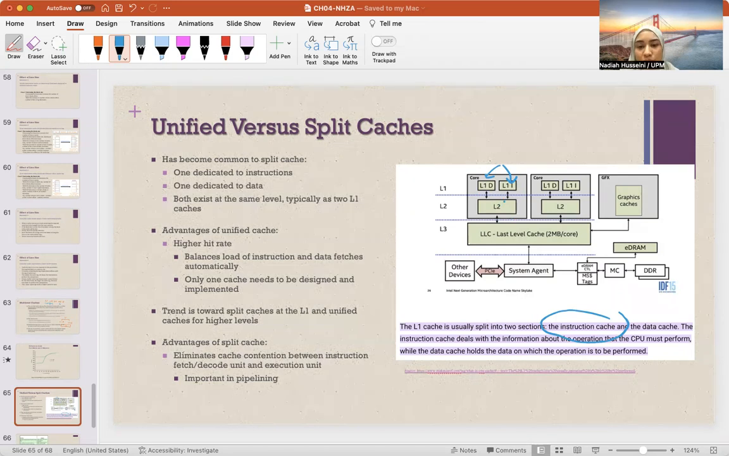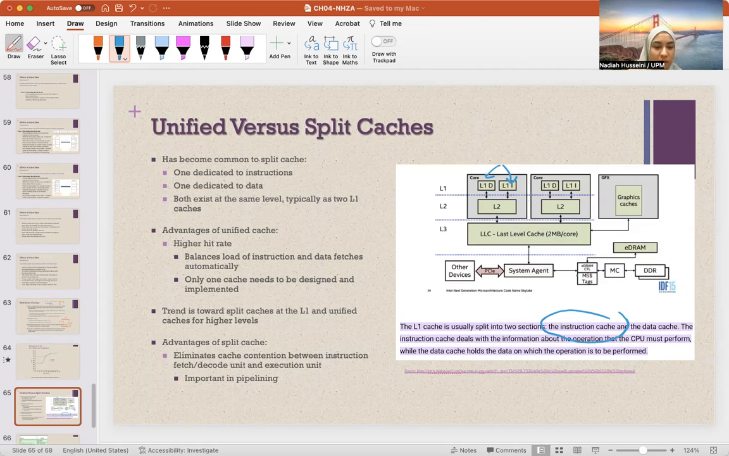And then your L2 is called unified cache. And for your L3, you have your unified cache. But actually your L2 is also divided, but it is divided between cores. So within this core, you have the split, the unified L2, the unified L3. Okay.